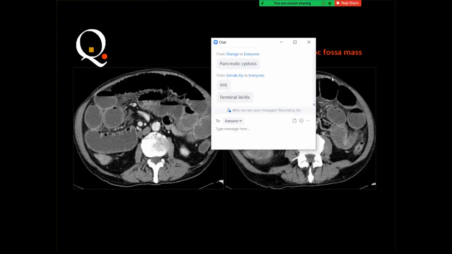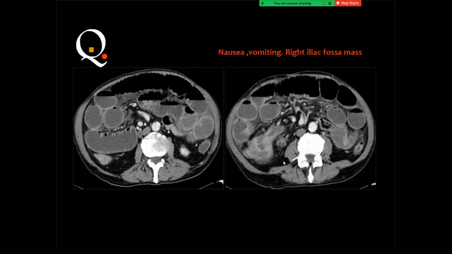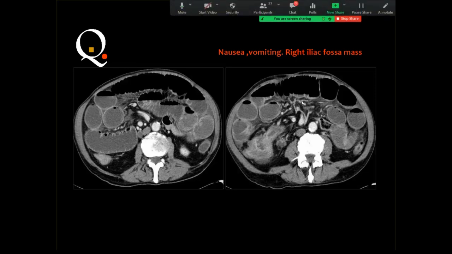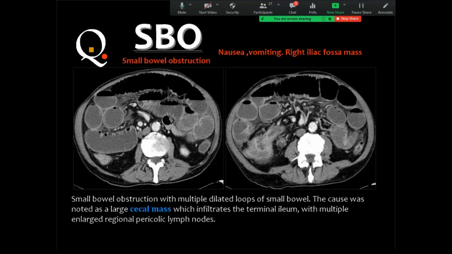I don't know. Is this diagnosis terminal ileitis? No. The intussusception? No. Intestinal obstruction, yes, but what is the cause of the intestinal obstruction? It is this cecal mass. You got a heterogeneously enhancing mass involving the cecum and maybe the terminal ileum as well, associated with proximal intestinal obstructive changes, and this is due to cecal carcinoma.